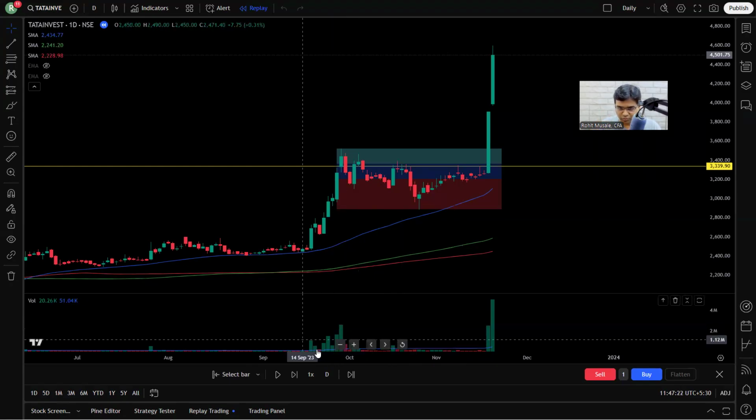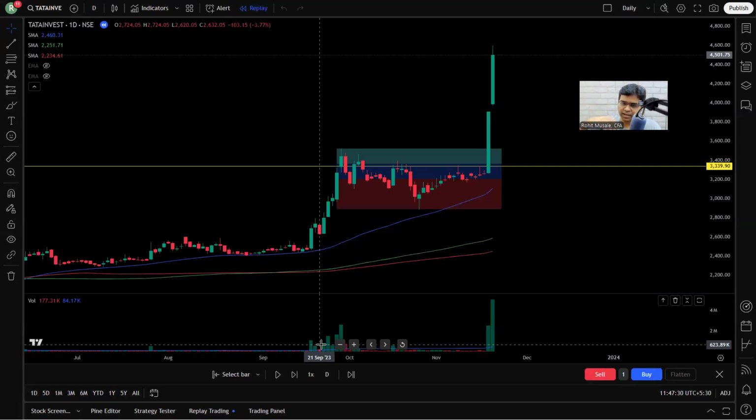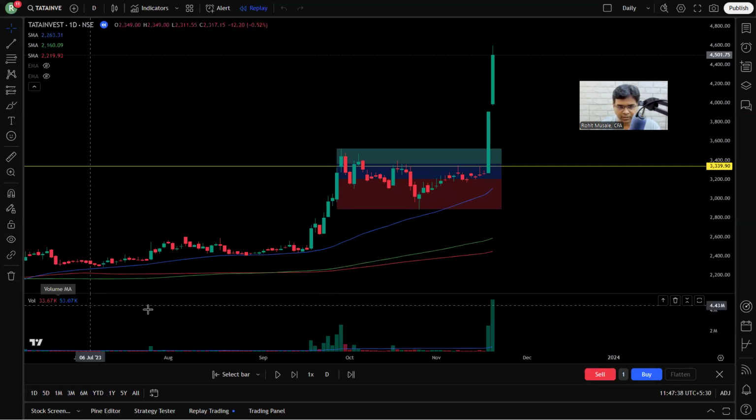You see here, most of these green bars are way above average. Some of them are 400%, 500%, 900% above the average. If you notice this, the blue is called the average volume, and green is called the actual.